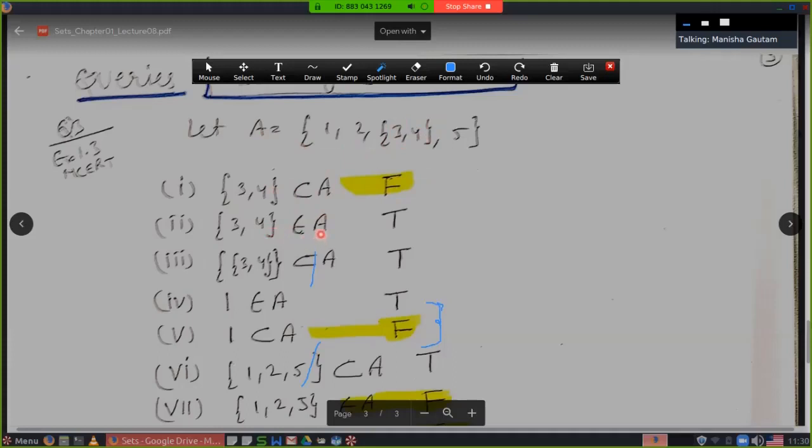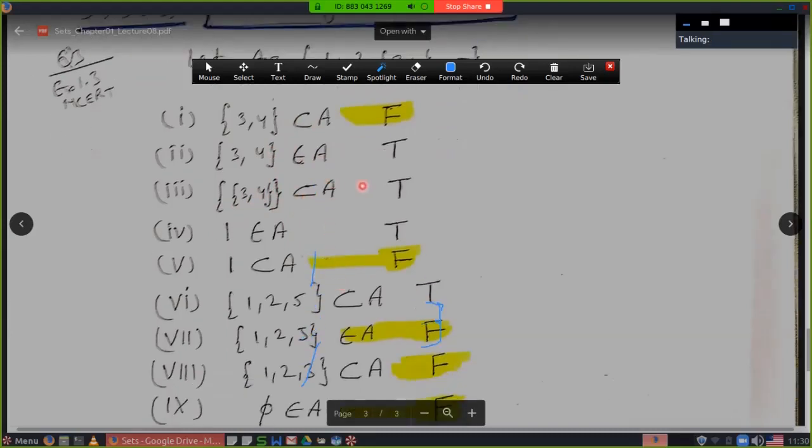Here it belongs to A. Yes, this is an element which belongs to A. Here I put a double bracket. The first bracket is for the element. Now if you want to make it a subset, it means you have to put the next bracket. The element is written in the bracket, then a curly bracket. Now it becomes a subset. This is true. Now next is 1 belongs to A.